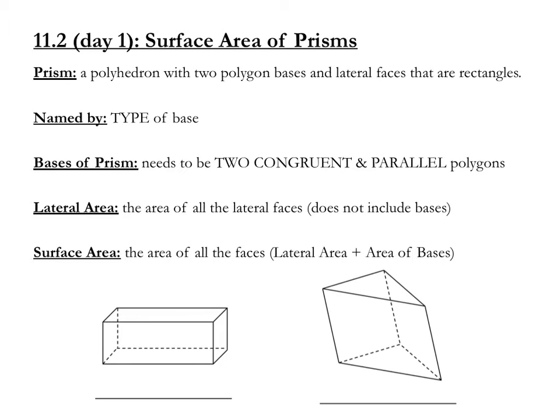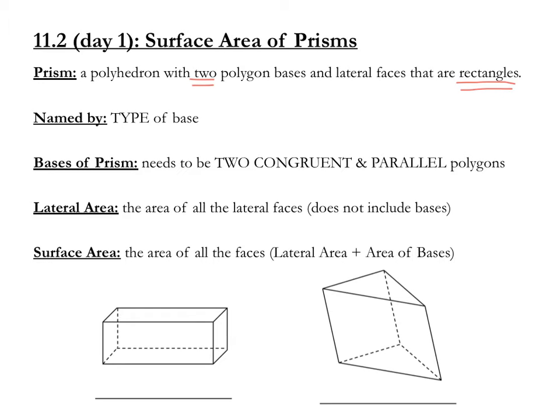So what makes a prism different is a prism is a polyhedron that has 2 polygon bases. Those have to be the same shape. So it has 2 polygon bases, and the lateral faces are all rectangles. So 2 of them can be any matching shape, but then the rest of the sides will be rectangles. So we name a prism by the type of base that it has.